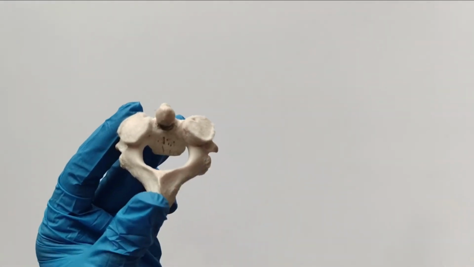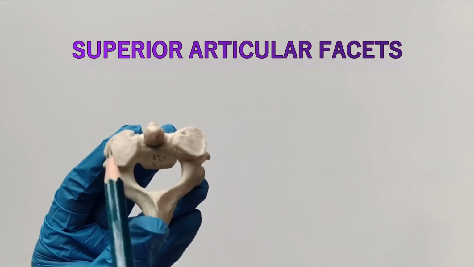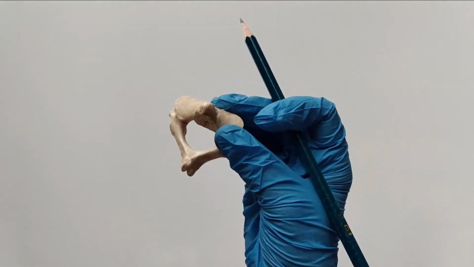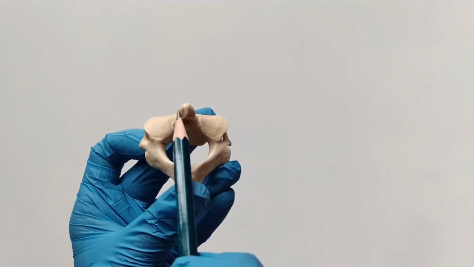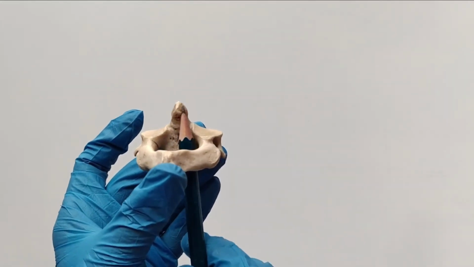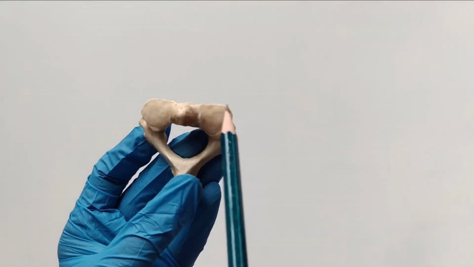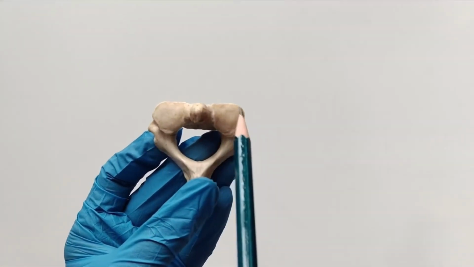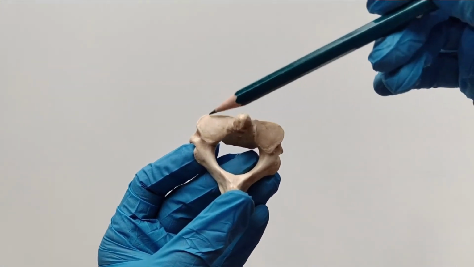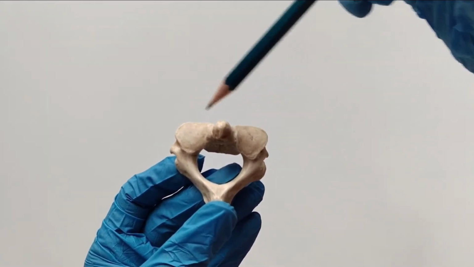Now the superior articular facets are present on either side of the upper surface of the body. So here come the superior articular facets. Here is the odontoid process and the body, and these two articular facets which you see here are the superior articular facets. They are present on either side of the upper surface of the body.